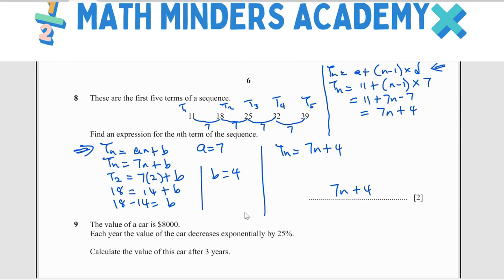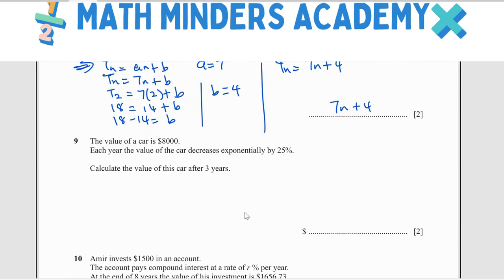We proceed to question number 9. Question number 9 says the value of a car is $8,000. Each year, the value of the car decreases exponentially by 25%. Calculate the value of this car after 3 years, okay?